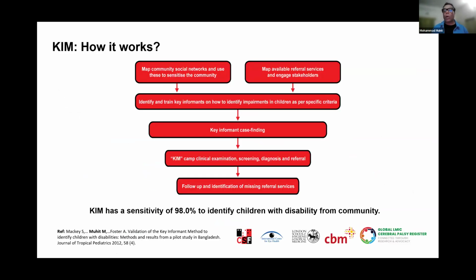So how does it work? What is this key informant method? The main thing is you have to go to the community, map the community. You can map the services, who are the service providers. You can talk to them. You can have focus group discussion with the service providers locally. You can have community leaders. So bring them together and explain to them the main mission of the team.